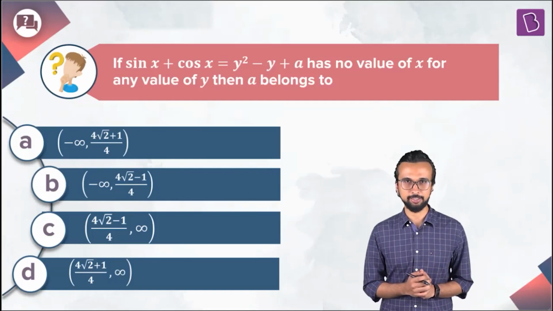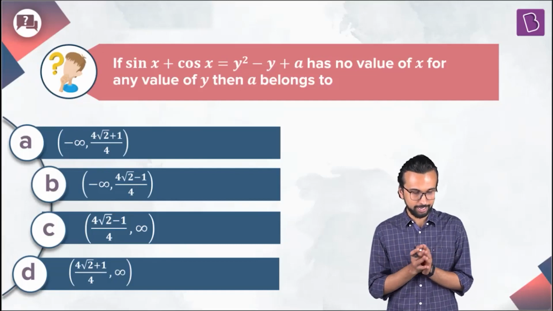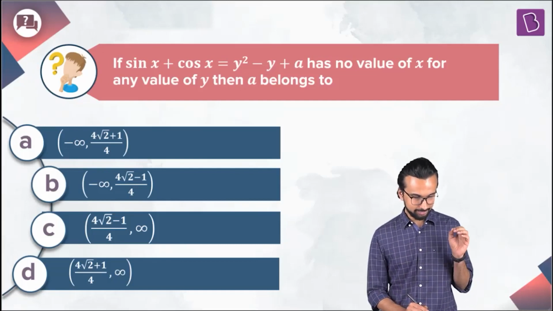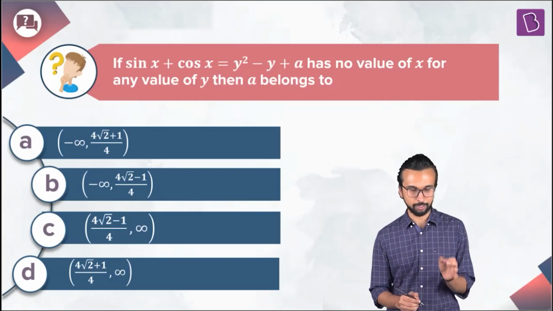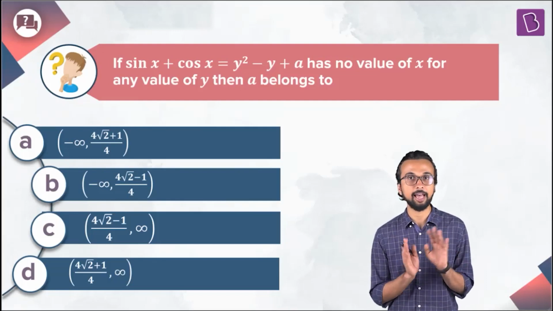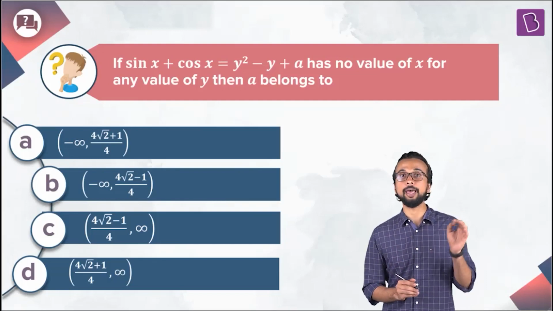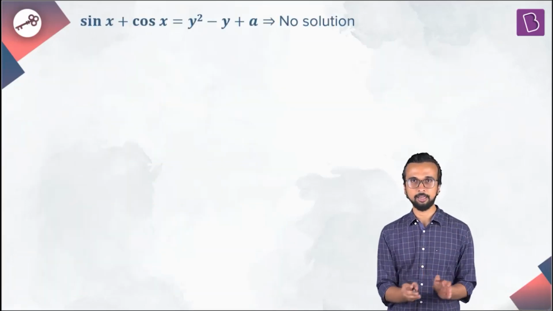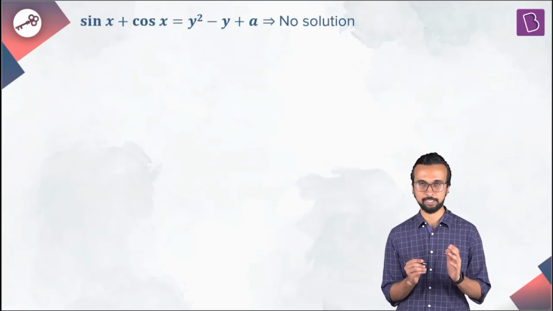Take a look at this question. If this equation has no value of x for any value of y, then a belongs to. Basically, they've given that this equation sin x plus cos x equal to y square minus y plus a will have no solution. If it has no solution, then where does a lie? Where will a lie for such a case?